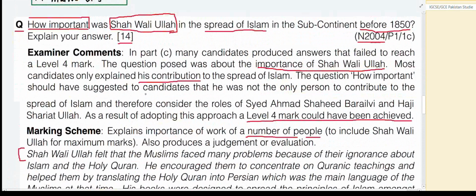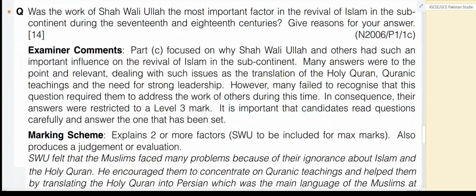Moreover, besides these three reformers, we can also write on the importance of contribution of Titumir and Mohsinuddin. Mohsinuddin is the son of Haji Shriatullah. These two can also be written, right? But very briefly. The next question is very important.